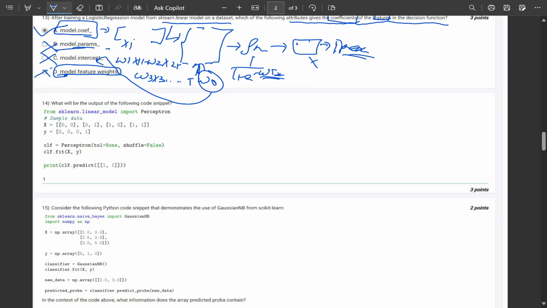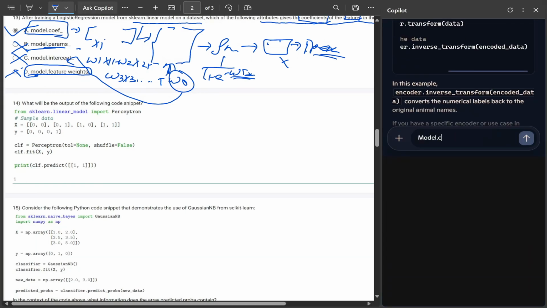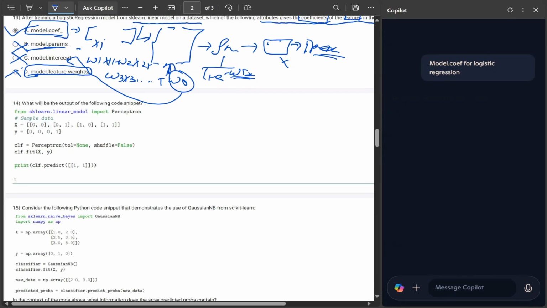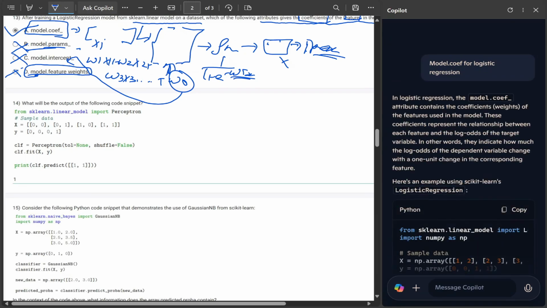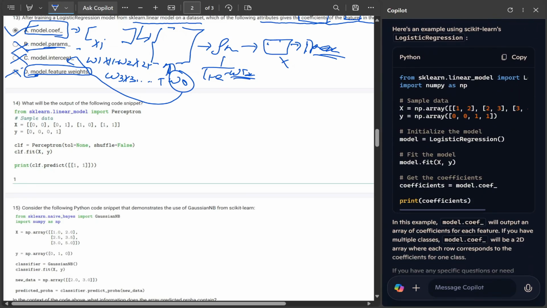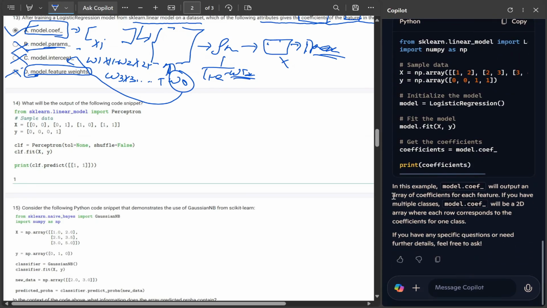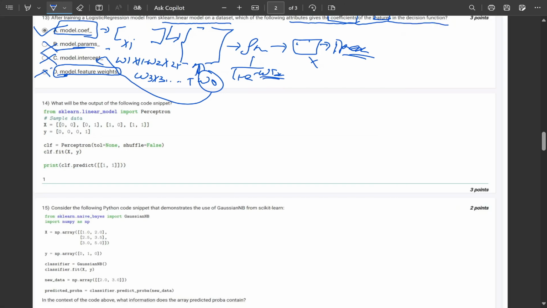Just to clarify, if we do model.coef_ for logistic regression, let's see what the output is. In logistic regression, this attribute contains the coefficient weights of the features used in the model. These coefficients represent the relationship between each feature and the log of odds of the target variable. This is how you implement that in code, and it will return an array of coefficients for each feature. If you have multiple classes, then coef_ will be a 2D array where each row represents the coefficients of one class. So that's the main idea I wanted to share here, for this particular question.